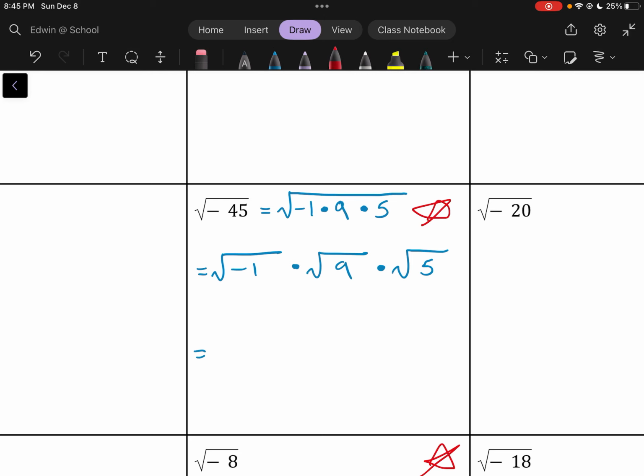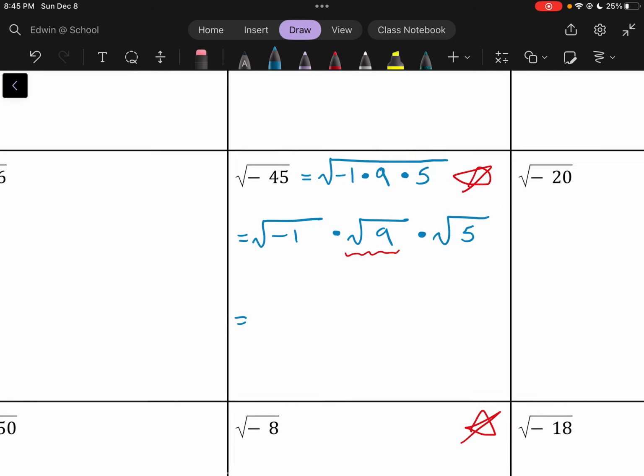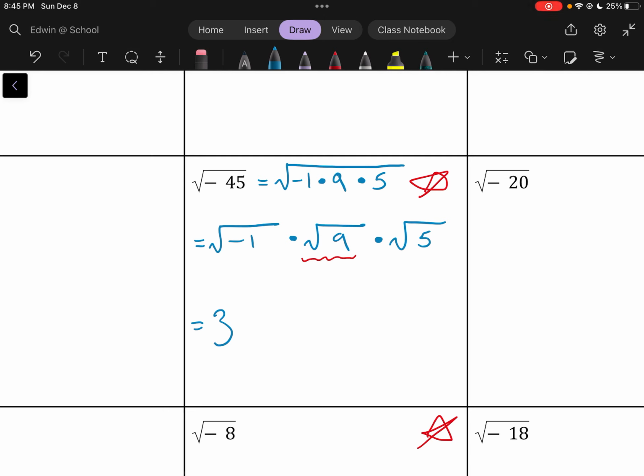So from here, we just take it a step at a time. We got this radical 9. We know that that's just 3. And let's also recall some extra knowledge. We know that the square root of negative 1 is going to be i. And anything that's left over is just going to be left over. So once we finish, this is our answer. 3i square root 5. Might look a little weird, but the main rule to think of is that any negative inside a radical, you could immediately take it out as i.